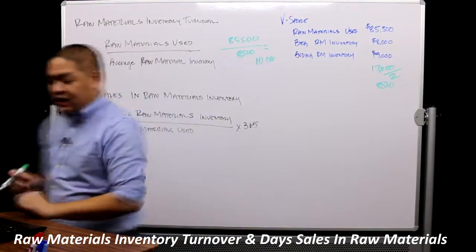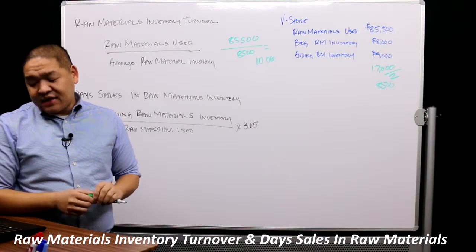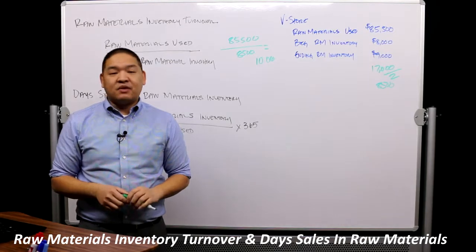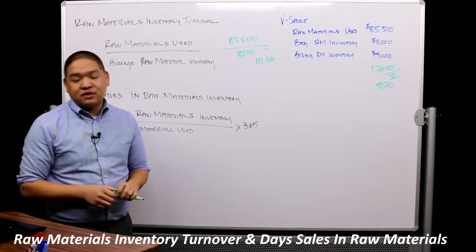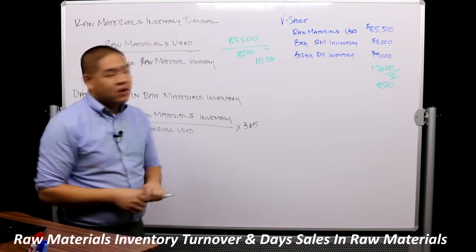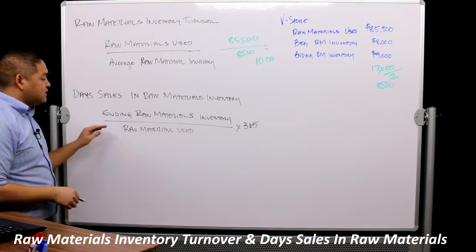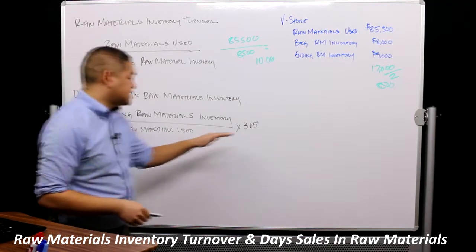All right, our next one is days sales in raw materials. And this reveals how much raw material inventory is available in terms of the number of days sales. It is a measure of how long it takes raw materials to be used in the production. So the way that we calculate it is we take the ending raw materials inventory divided by the raw materials used during the year, and we multiply it by 365.